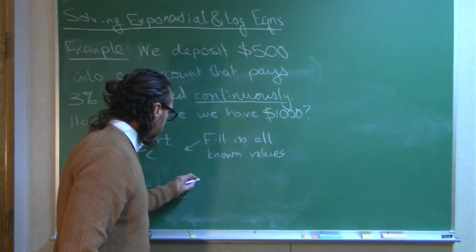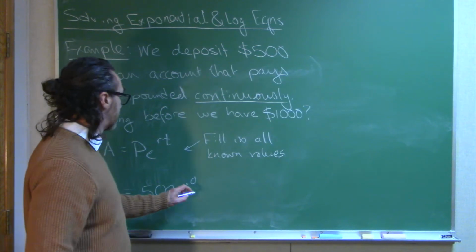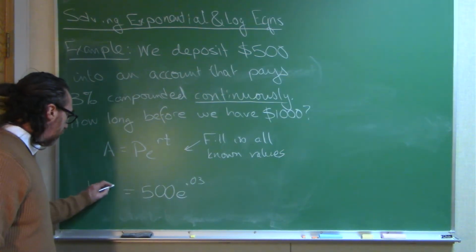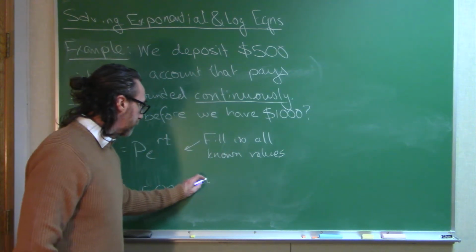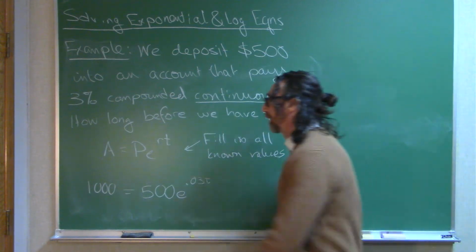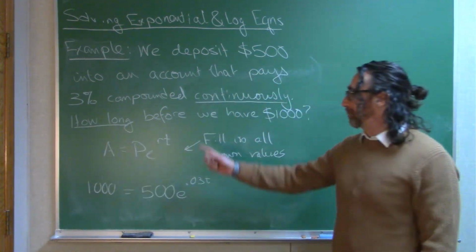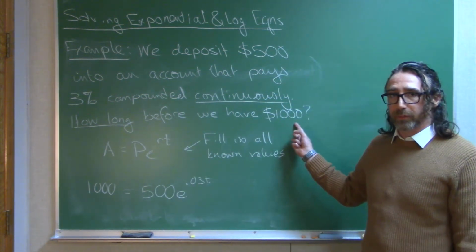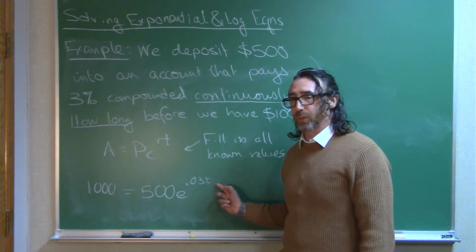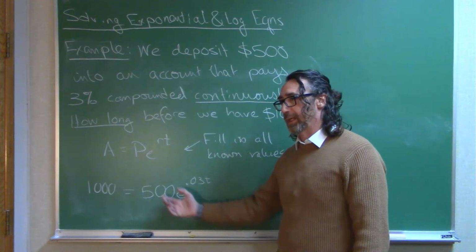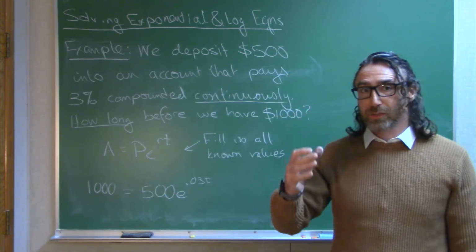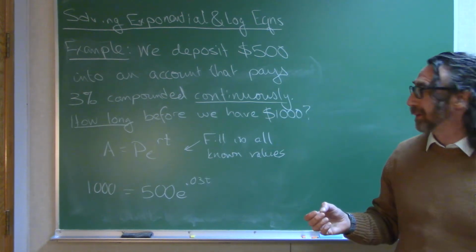All right, so r is 0.03, because it's 3% interest. I know the amount I want to end up with. It's $1,000. The only thing I don't know a value for is t, time, because it says how long before we get $1,000. So I want to know the value of t that I can plug into this equation to make the right-hand side equal 1,000. Okay, so this is an equation with an unknown exponent.